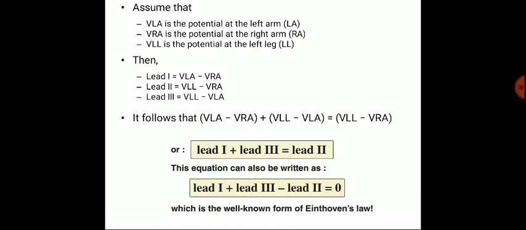It follows that lead 1, which consists of VLA and VRA, plus lead 3, which consists of VLL and VLA, is equal to lead 2. Lead 1 plus lead 3 is equal to lead 2. We can also write this as lead 1 plus lead 3 minus lead 2 is equal to 0, which is the well-known form of Einthoven's law.